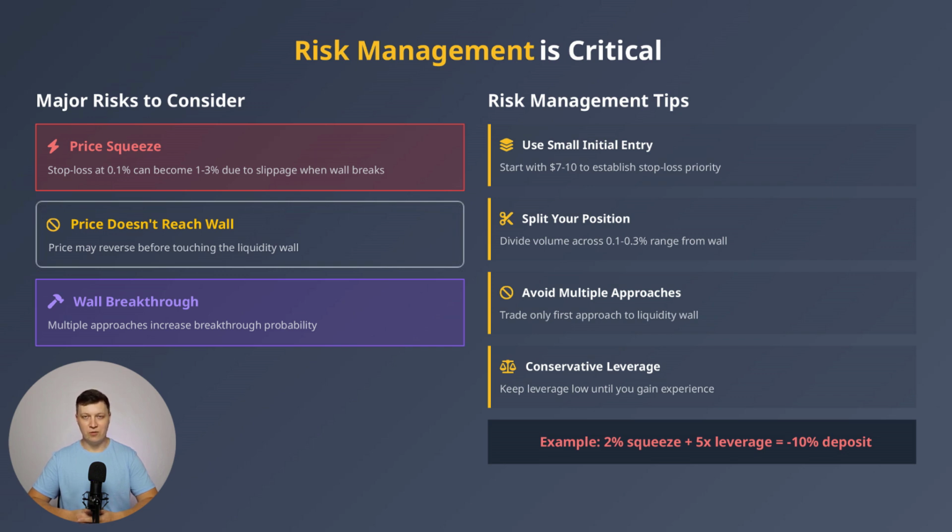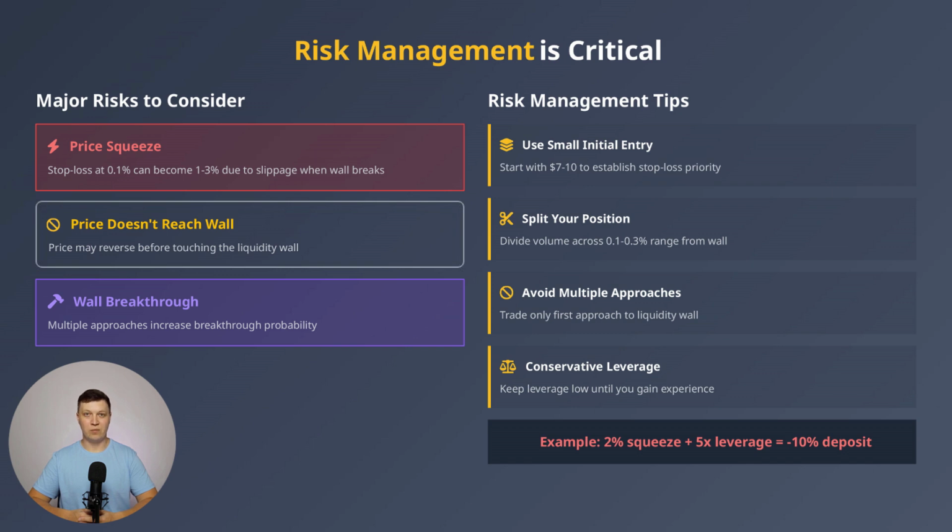Only after this initial small entry and stop loss is set, place orders for the entire planned trade volume. Price may not reach the liquidity wall. The price may reverse earlier or not reach the liquidity wall at all. Divide your entire volume into several parts and place them within 0.1 to 0.3% of the liquidity wall.